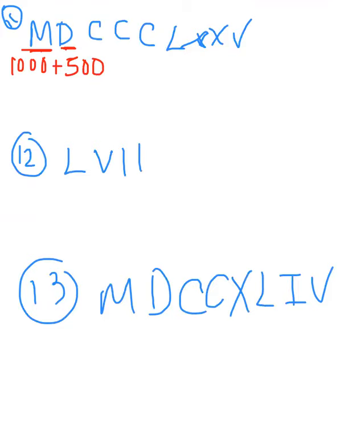Now, if you had, let's say down here, a large number preceded by a small value, you would have to subtract. So the large number is L, and that's 50. You subtract the value of the X from it, okay? So now we're going to keep going.